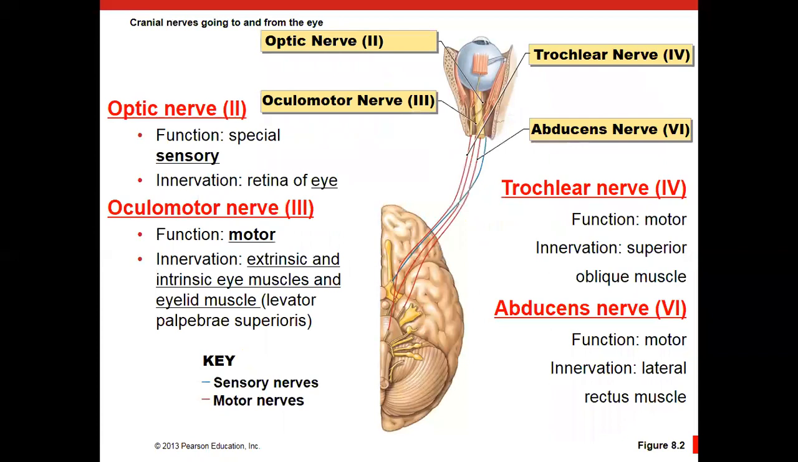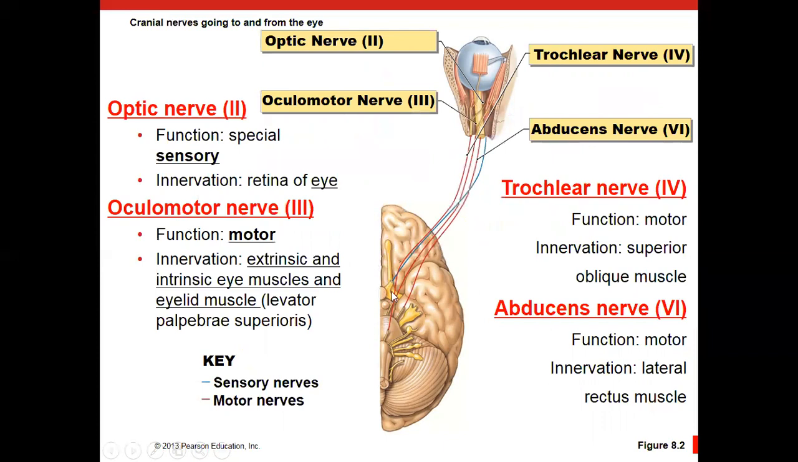The optic nerve is cranial nerve 2. And we've got 4 cranial nerves on this slide. So we're going to spend some time here and talk about each of their functions. So right there was the olfactory nerve. And here's the optic nerve. And this is cranial nerve 2.